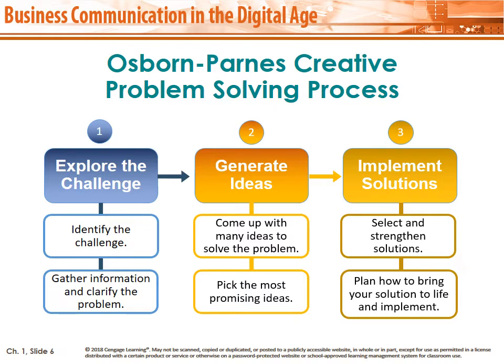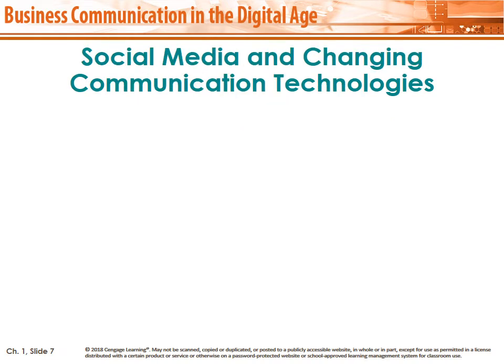And then you need to move to phase number two, which is generating ideas. You need to come up with new ideas to solve this problem, to brainstorm. And then you need to pick the most promising idea, the best one. Then you have to move to step number three, which is implementing the solution, implementing the idea that you have selected. So if you go through these three phases, this means that you have solved your problem, you found the solution, and then you start applying this solution.